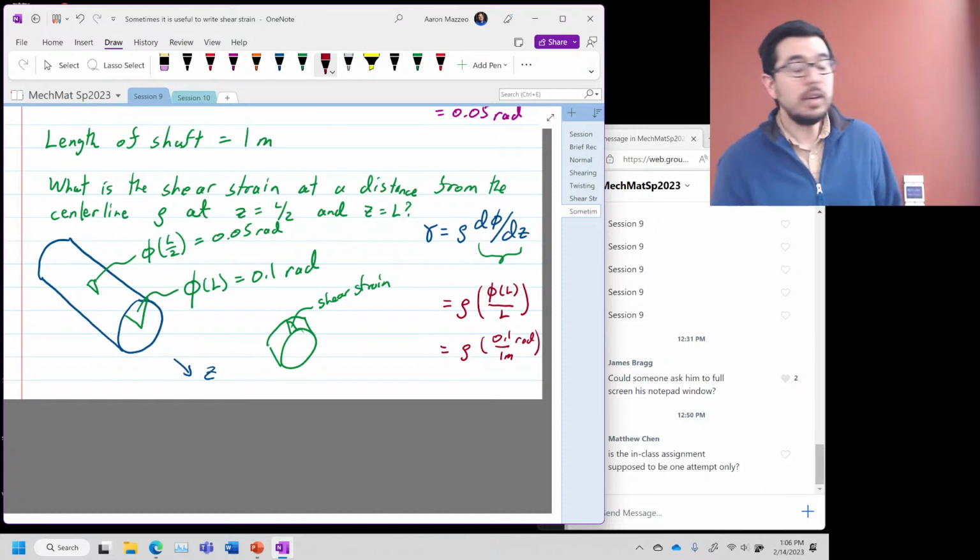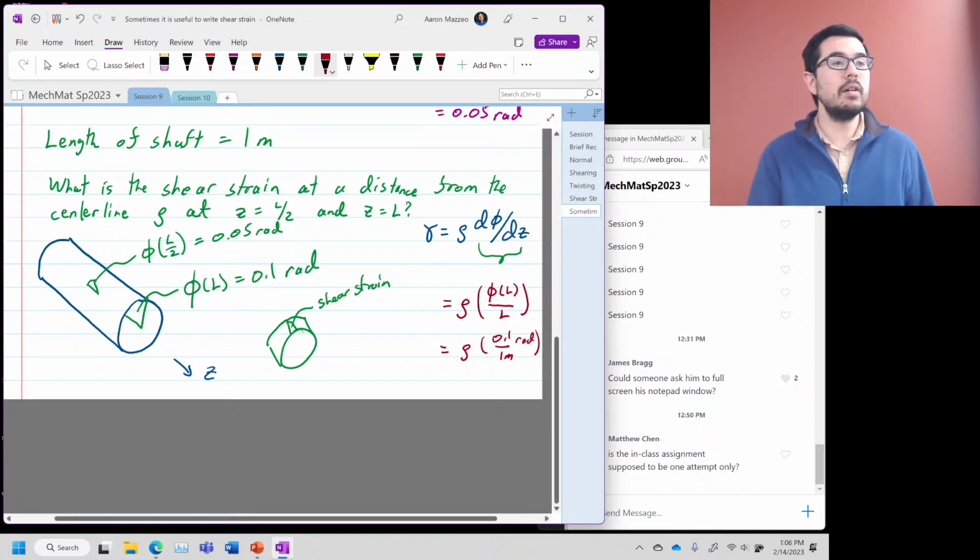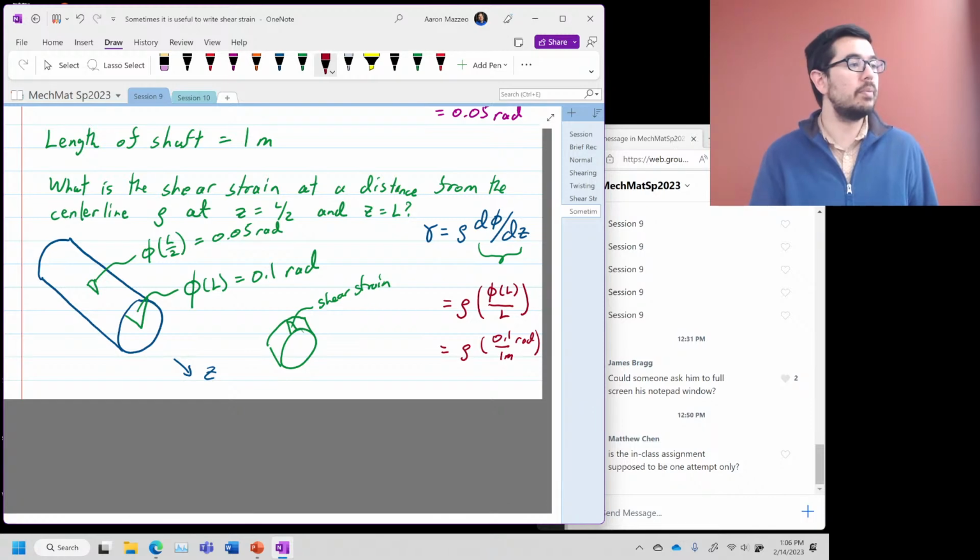Is gamma different at L over 2? No, it's the same, right? Because the slope hasn't changed. So whether you're at z equals L over 2 or z equals L, they're both the same. Any questions on that?